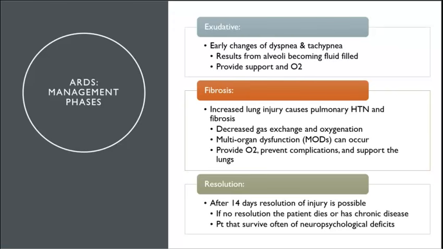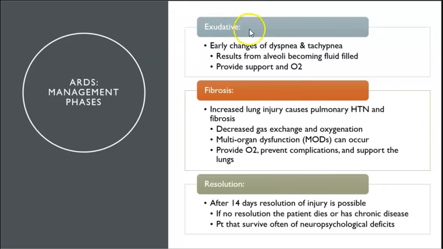So how do we manage it? First, hopefully, we catch it in time, and hopefully the patient is going to make it. Early changes of dyspnea and tachypnea result from the alveoli becoming fluid-filled, and that's where the surfactant gets diluted down, and we provide support and oxygen. For fibrosis, increased lung injury causes pulmonary hypertension and fibrosis. That's going to decrease gas exchange. It's going to lead to multi-organ dysfunction because they're not getting oxygen. So we're going to provide oxygen, prevent complications, and support the lungs, and that could be intubation.